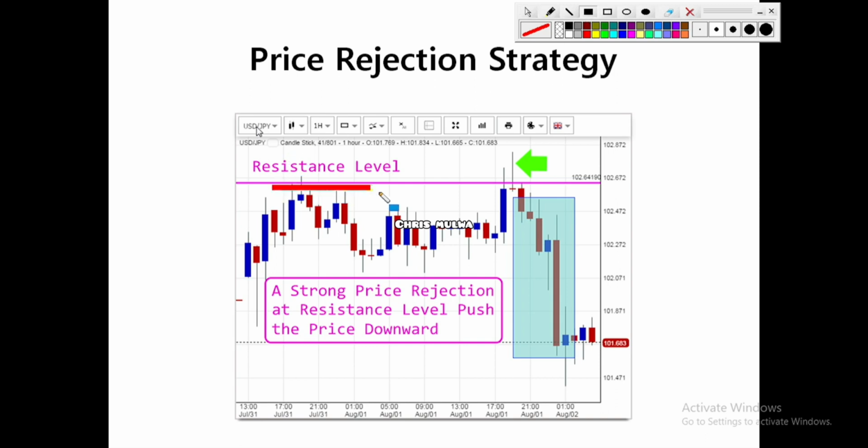The areas of resistance. Okay, this is a zone. It can be a zone up to a point like this. Okay, so the market goes down. Okay, the price has been rejected. You can also see this.